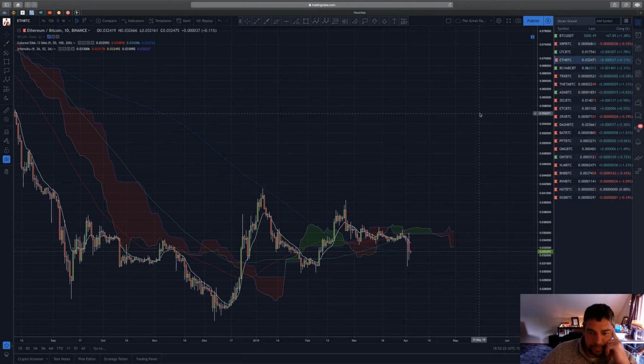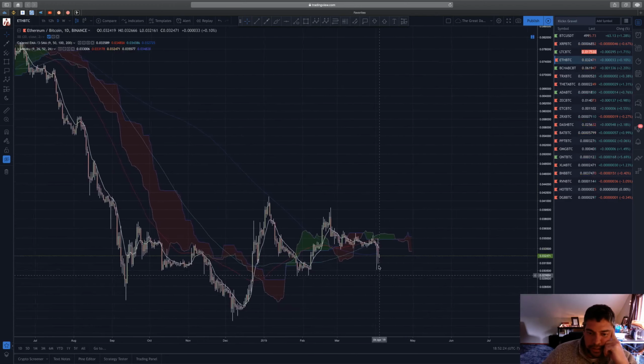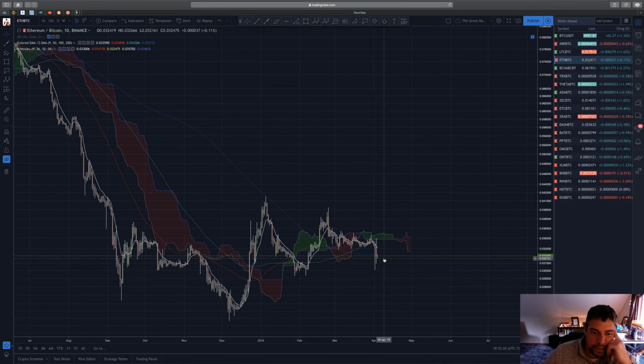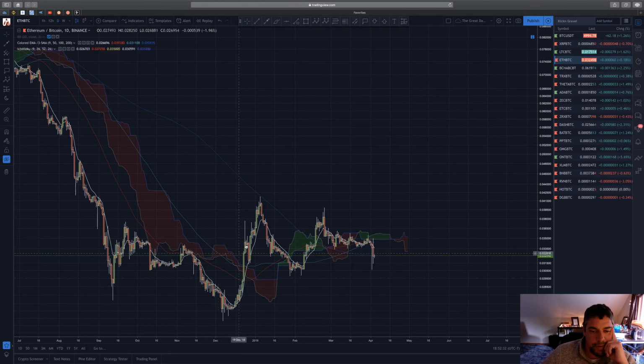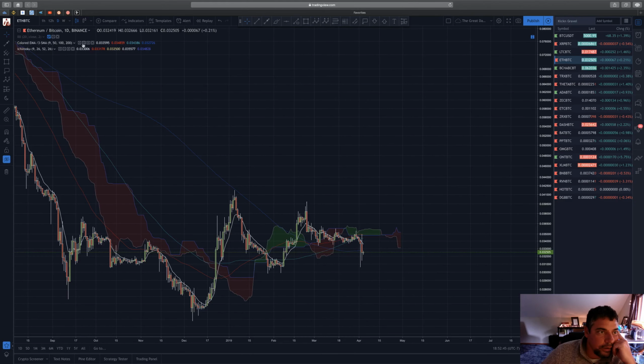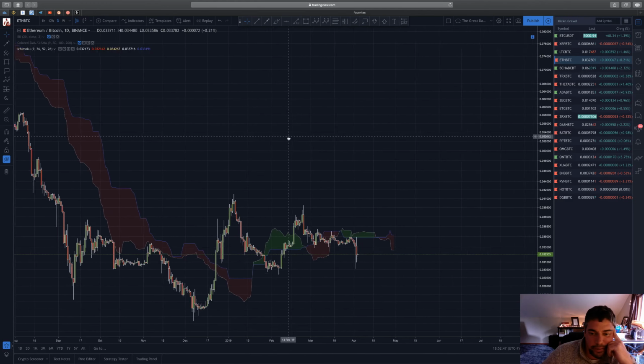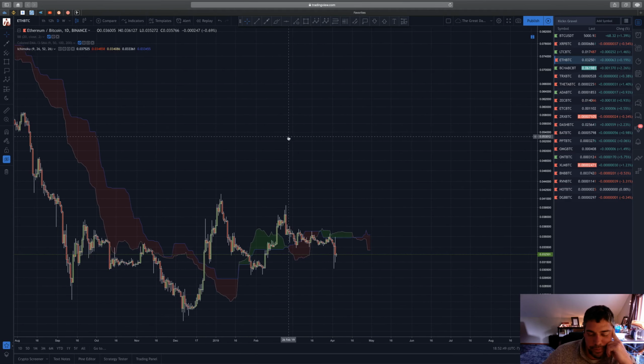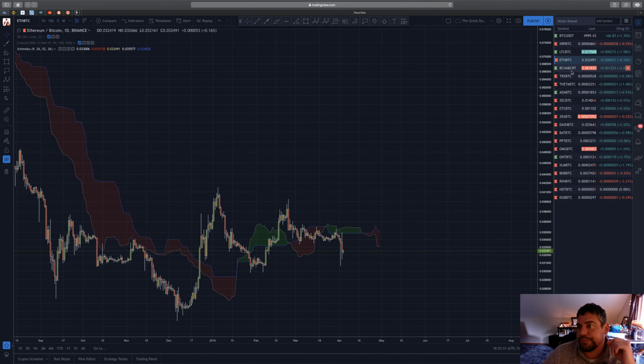How about Ethereum? Look at Ethereum getting beat up a little bit right here. Making a little triangle, right? Trying to figure out what it wants to do. Ethereum's having a rough go of it for right now. It's below the Kumo cloud. Just ignore Ethereum for right now. We'll see what happens, but for right now, just ignore it.